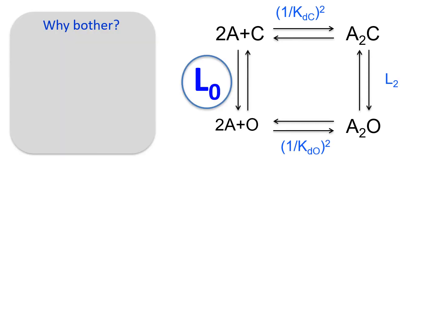Why do I put L0 as so important? Why bother measuring L0? So I'm going to give you 3 reasons why it's important to measure L0. First is the coupling constant. If you want to be quantitative and say how partial an agonist really is, you need to know L0. You only have to measure it once, and then from the ratio of L2 or L1 to L0, you can calculate the coupling constant. So it's important for quantifying agonist action.